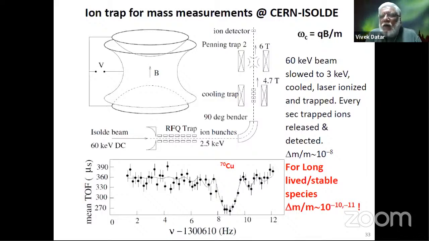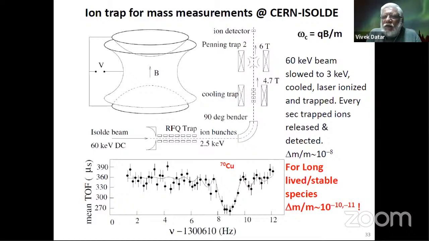Now imagine if you have a mass 100 nucleus. The mass of a nucleon is about 1 GeV, so you have 100 GeV. So the 100 GeV is about 10 to the 11 electron volts. Which means that if you have a sensitivity for a stable nucleus, delta M by M, of the order of 10 to the minus 11, then you can get it down to about 1 electron volt.